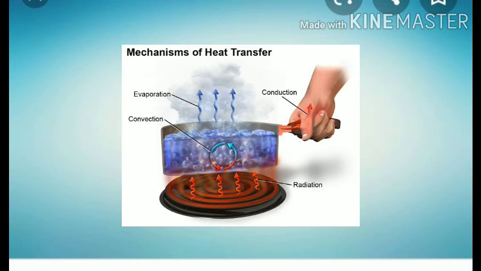So, all hot bodies radiate heat, and when this heat falls on some object, a part of it is reflected, a part is absorbed, and part may be transmitted. The temperature of the object increases due to the absorbed part of the heat. How does the temperature of the object increase? Due to the absorbed part of the heat.